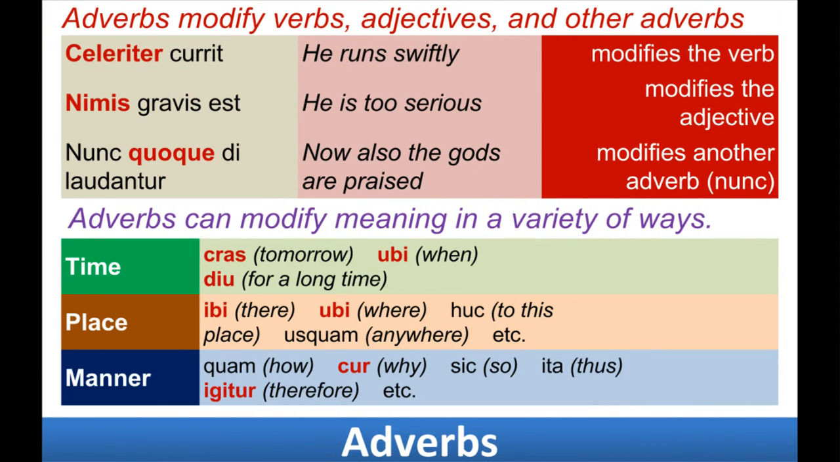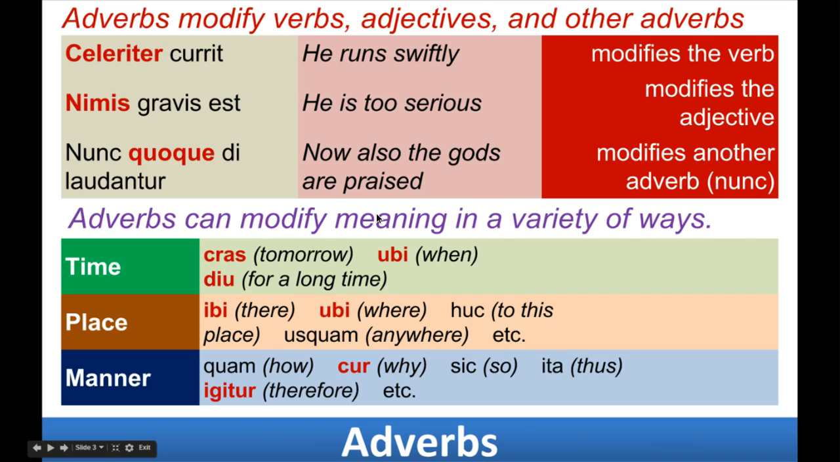Let's first talk about adverbs. Adverbs can modify nouns, adjectives, and other adverbs. Celeriter currit, he runs swiftly. Here it's modifying the verb. Nimis gravis est, he is too serious. So it modifies the adjective. Now also the gods are praised, modifies the adverb.